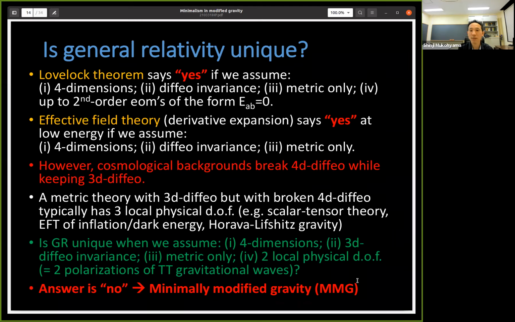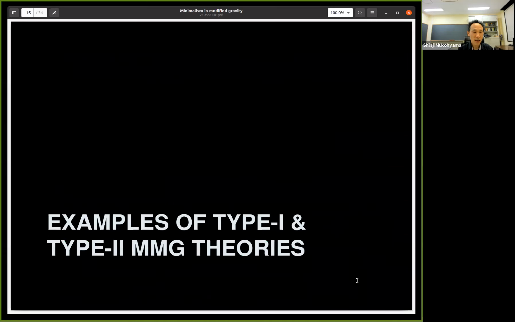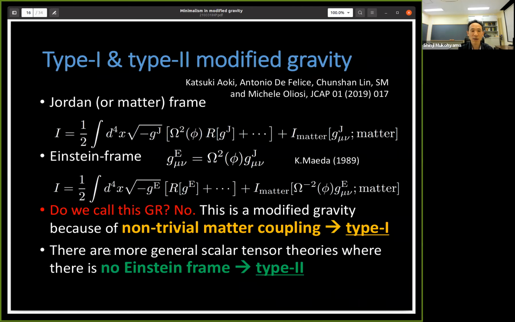So this is the subject of this talk. I hope this is clear enough. If not, please ask questions at any time. I'd like to explain examples of type 1 and type 2 minimally modified gravity, MMG. But before that, I think I need to explain what type 1 is and what type 2 is. This classification is very simple and very universal.